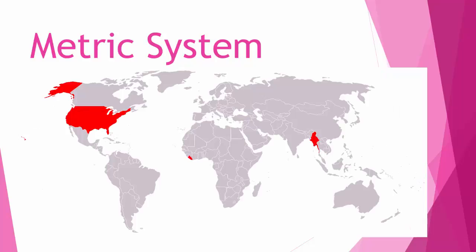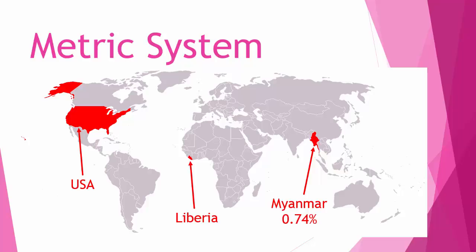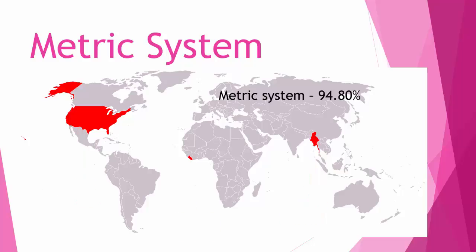So now in the world, when you look at the red, you see Myanmar, Liberia, and the United States, and those are the only 3 countries in the world where the English system is the base system. Myanmar makes up 0.74% of the world's population, Liberia a whopping 0.056%, and the US of A makes up 4.4% of the world population. So to put it in simpler terms, 94.8% of the world uses the metric system, and the English system is used by 5.20%.